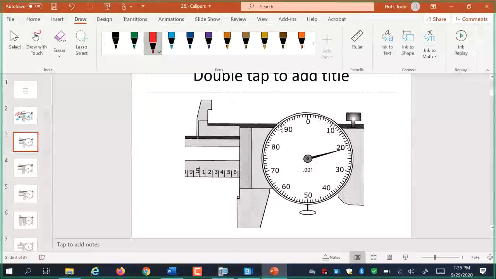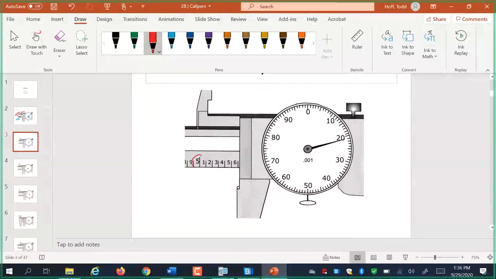So we look at this one. Whole inches would be the 5. The edge is past the 6, that's 5.6. Then on the dial we have 21, so 5.621.